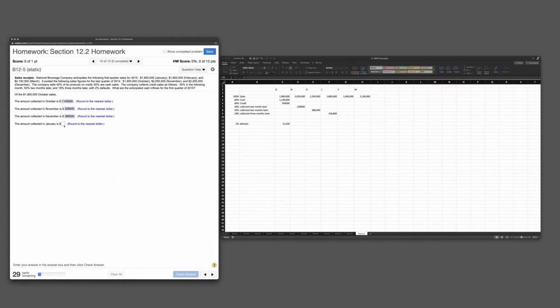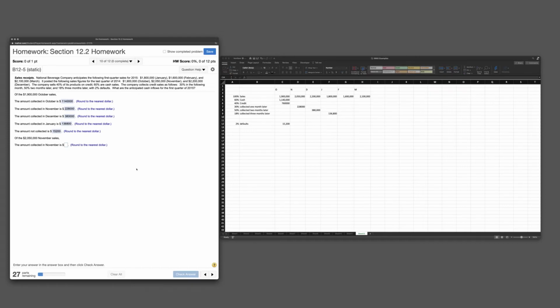And finally, 3 months later, which is our January, we have that 18% of that is going to be finally collected. And what's not collected is the amount defaulted, which is the 15,000. All right, wonderful. So we figured out basically when we're going to receive all the cash from our sales in October.